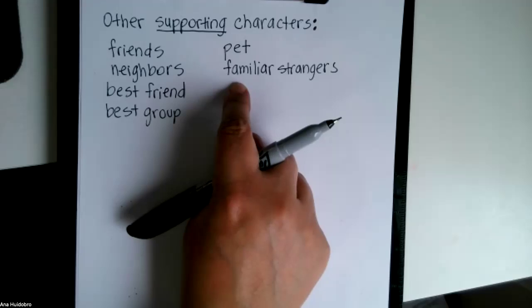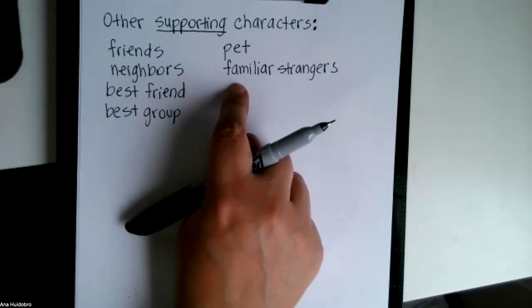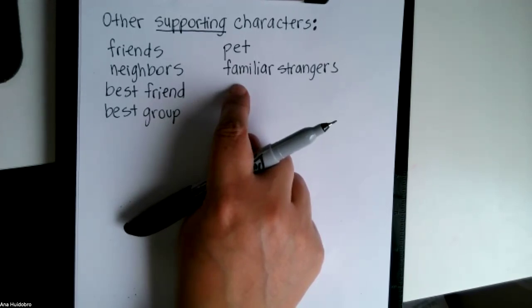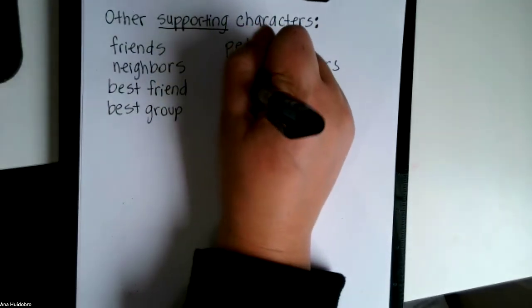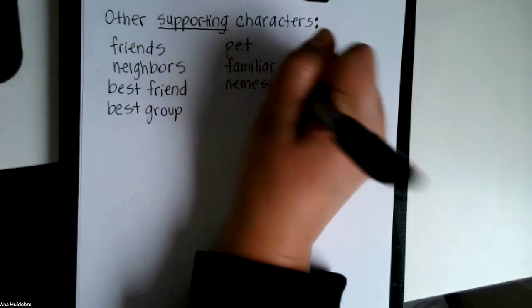So this might be your mailman or mailwoman, or the checkout person at Costco, or you just see them all the time. You might not be friends with them, but they are familiar strangers, right? You've seen them, you've dealt with them, you know them. Maybe every time you enter a certain building, there's someone at the front desk. That would be a familiar stranger.